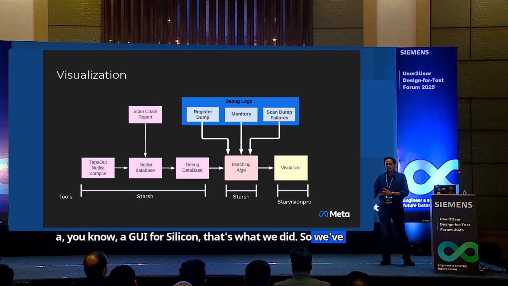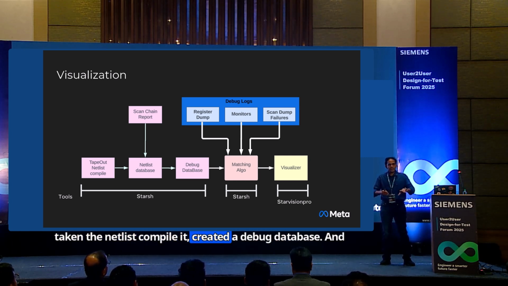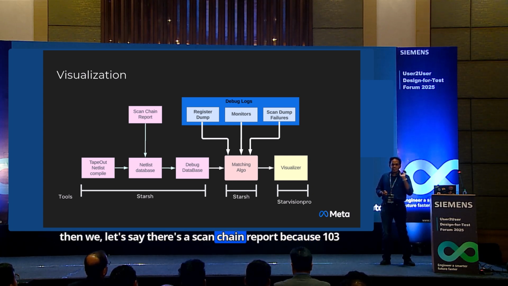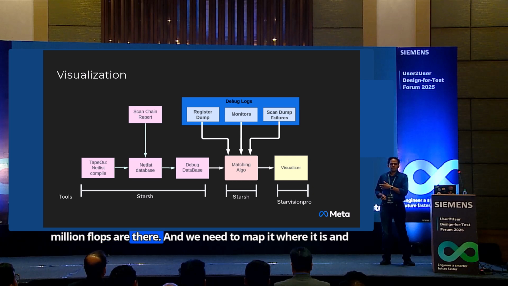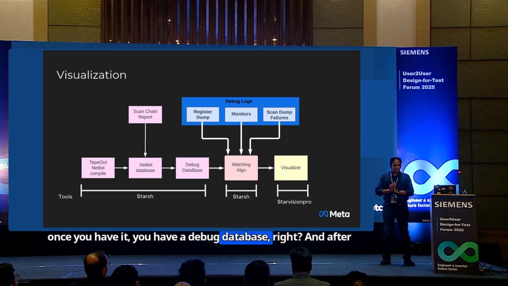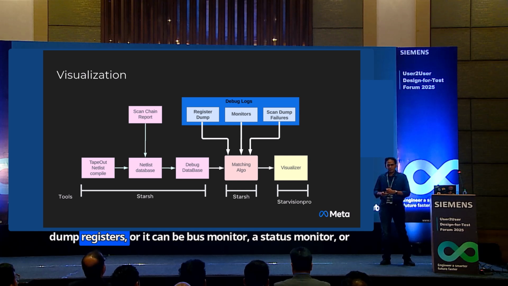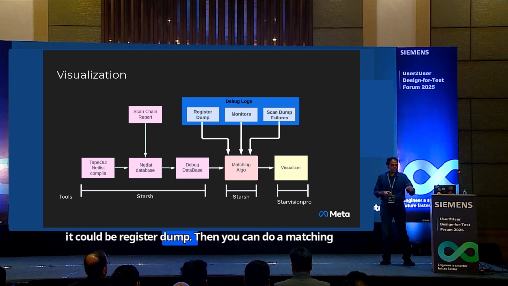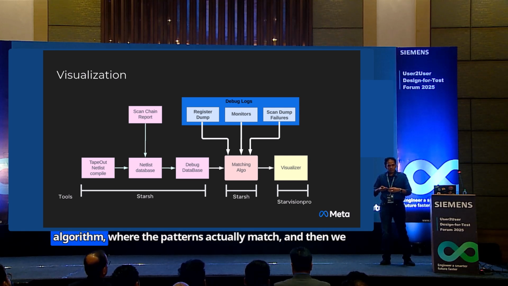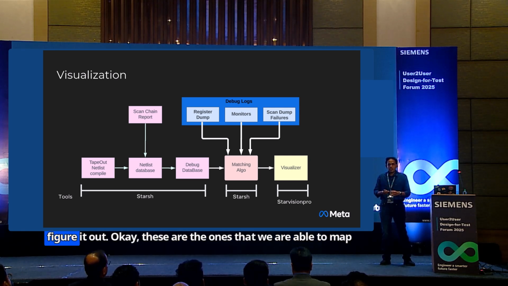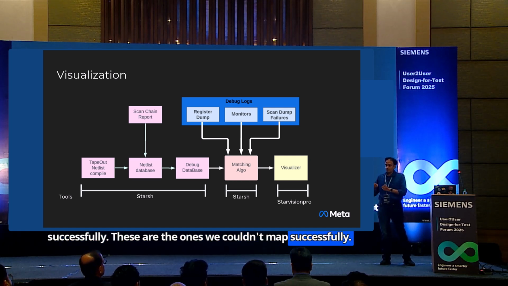That's what we did. We've taken the netlist, compiled it, and created a debug database. And then let's say there's a scan chain report, because 103 million flops are there, and we need to map where each one is. Once you have it, you have a debug database ready. After that, we have a debug log, which is composed of either scan dump registers, or it can be bus monitor, status monitor, or register dump. Then you can do a matching algorithm where the patterns actually match. And then we figure out, okay, these are the ones that we are able to map successfully, and these are the ones we couldn't map successfully.